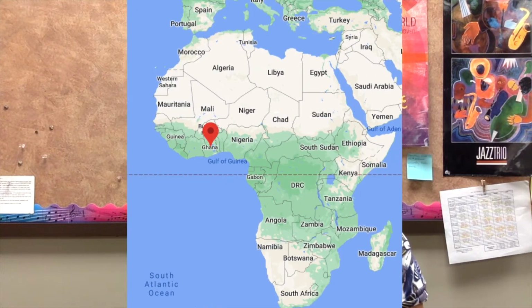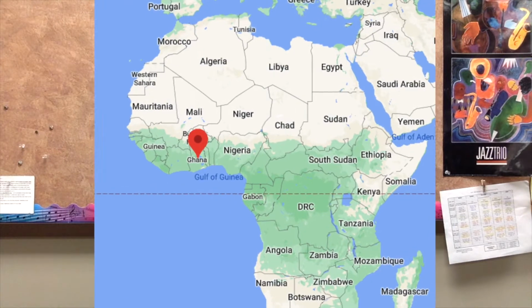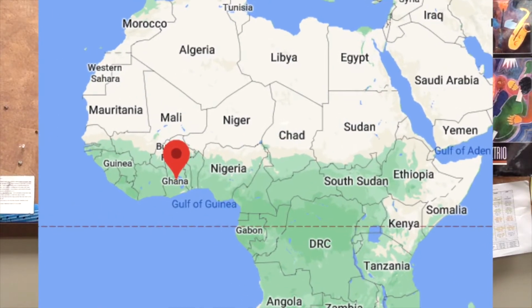Now we're going to learn a song called Sansa Kroma. This song is from the country of Ghana, which is on the continent of Africa. We can see Ghana here. This song is in the Akan language, and it is about a hawk that's been orphaned, which means it doesn't have any parents. The hawk is soaring high above the sky looking for its family, or looking for someone it can call its family.